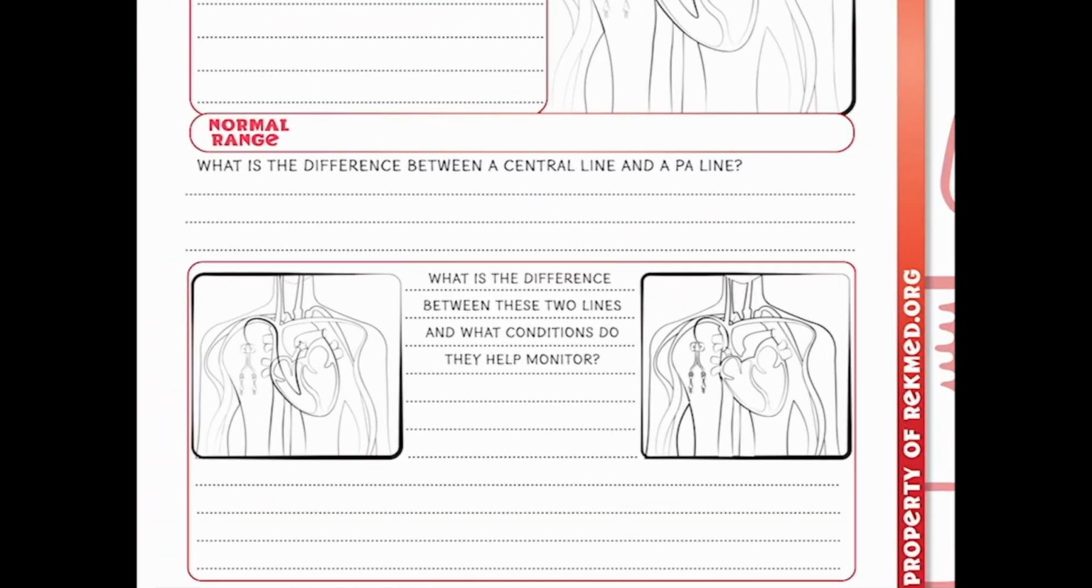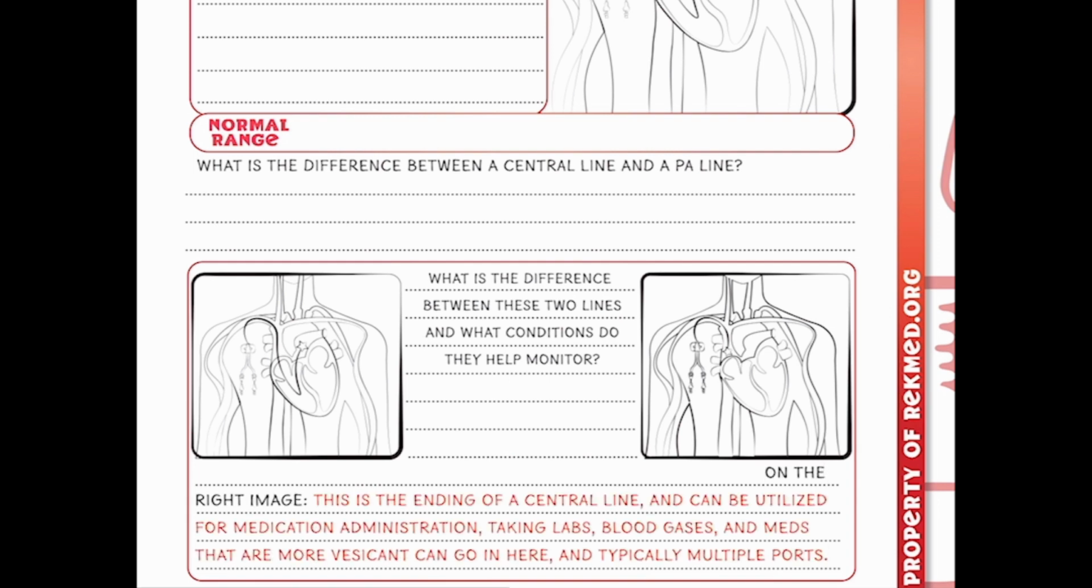We're going to start at the bottom of this activity to tell the difference between our PA lines and our central lines. So what is the difference between these two lines and what conditions do they help monitor? Well, if we take a look, this line here on the right is the ending of a central line, and it can be utilized for medication administration, taking labs, blood gases, and giving medications that are more vesicant, and they're typically multiple ports. So now if we take a look here on the left-hand side, we'll notice that this catheter ends at a completely different location.